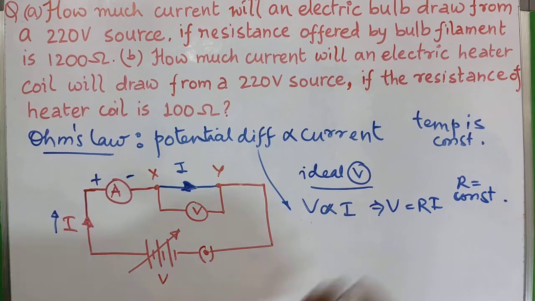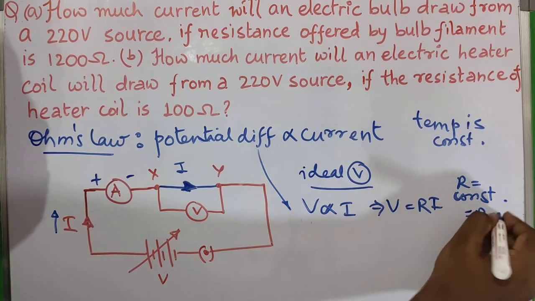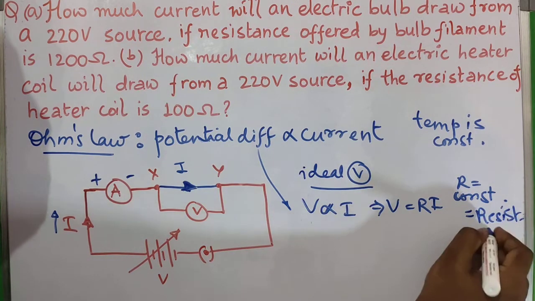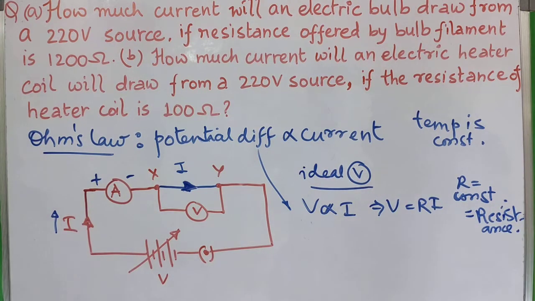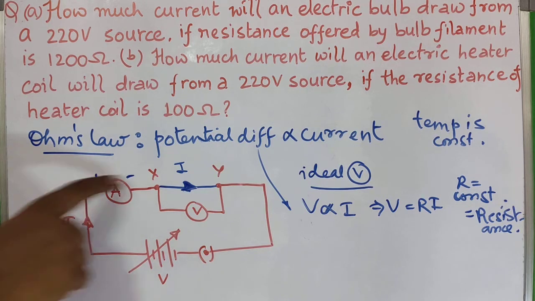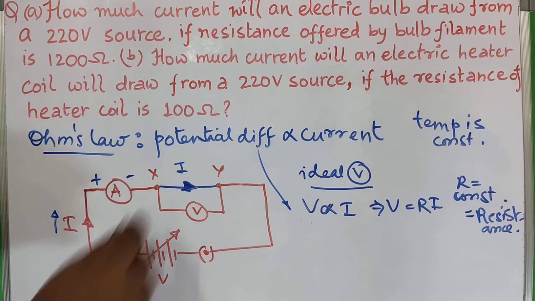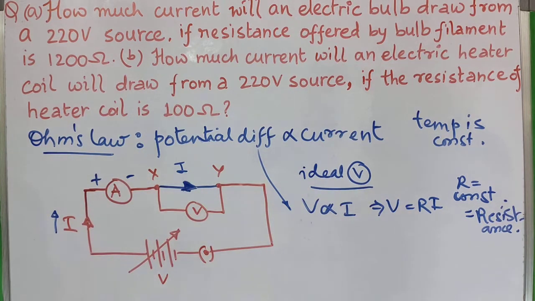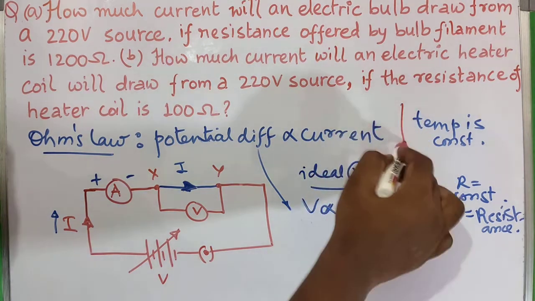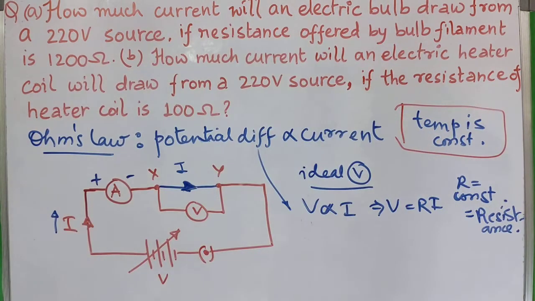R is also called resistance. Every substance in this universe has the ability to resist the flow of current, or the flow of charge, through it. Different materials will have different abilities to resist it. Some will have more, some will have less. So this conductor will also have resistance. And don't forget, throughout this activity or experiment we are keeping the temperature constant.